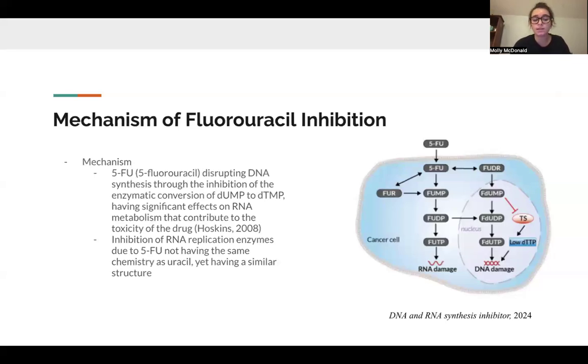So moving on to the mechanism of fluorouracil inhibition. This mechanism begins with the chemotherapeutic drug 5-FU, and it works to disrupt DNA synthesis through the inhibition of the enzymatic conversion of dUMP to dTMP. And this has significant effects on RNA metabolism that contribute to the toxicity of the drug.